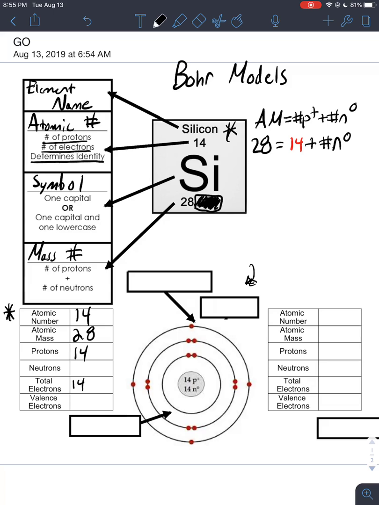Now we need to solve for the number of neutrons. To do that, we're going to draw our balance bar. I want to get this N0 all alone, so I'm going to subtract the constant. That is 14. 28 minus 14 is 14. 14 minus 14 is 0, so all that leaves me on the right side is the number of neutrons. There are 14 neutrons in silicon. Copy that down into the space.